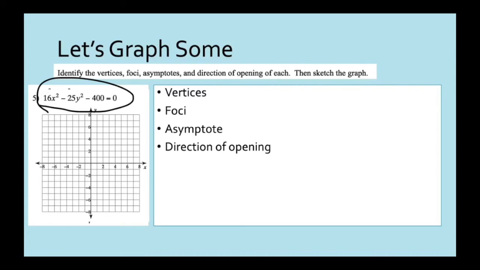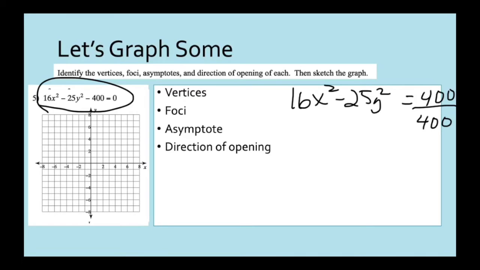Number 5 is not in the standard form. We must get it there. So I'm going to move this over here, 16x squared minus 25y squared, and I'm going to move that 400 to the other side. So we can start making it look similar to the standard form. Remember to look at your note sheet so we can see what that is. If you remember, 400 is not supposed to be on that side. It's supposed to be a 1. So I'm going to divide by 400 on both sides.